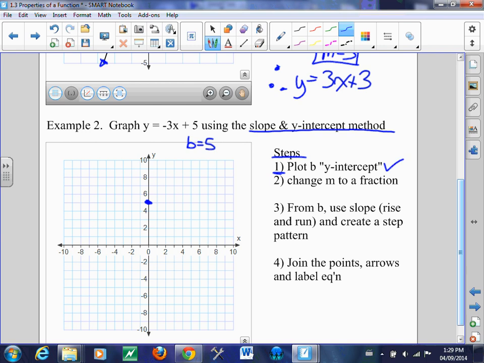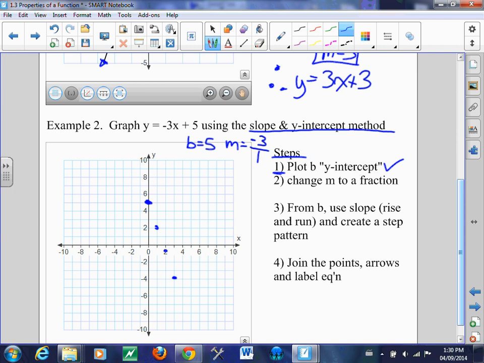Change m into a fraction. Well, right now we know m equals -3. How do you change it into a fraction? Whenever you have a whole number, just put it over 1. Okay? And then it says from b, use the slope, rise and run, to create a step pattern. So from here, instead of rising over run, I'm going to fall over run because it's negative, right? So I'm going to go down 3, 1, 2, 3, over 1. Do the same pattern. Down 3, over 1. Down 3, over 1.